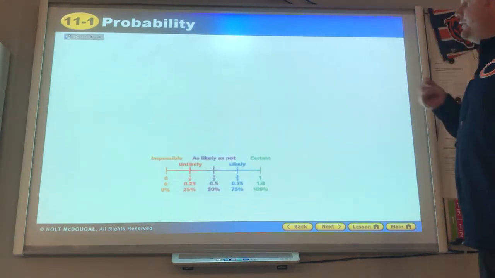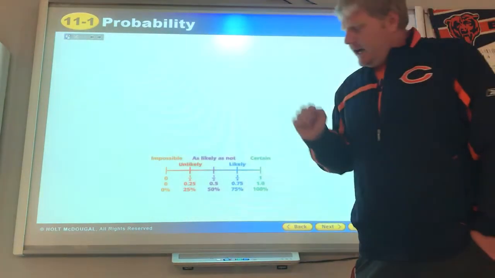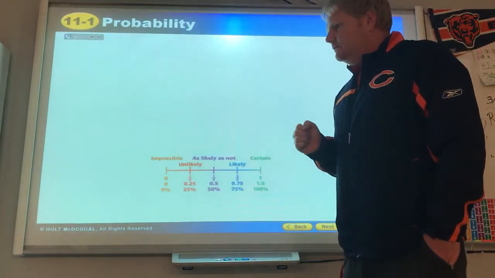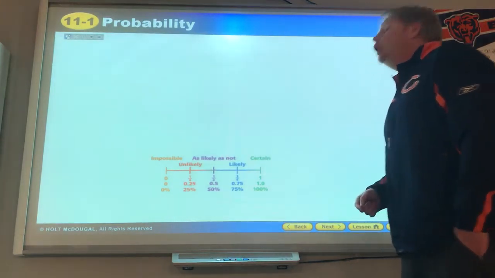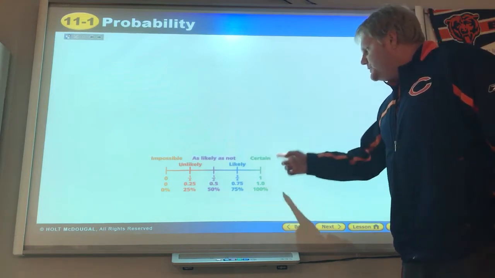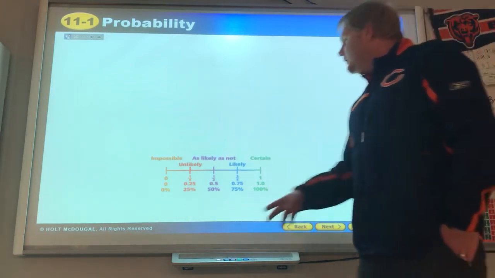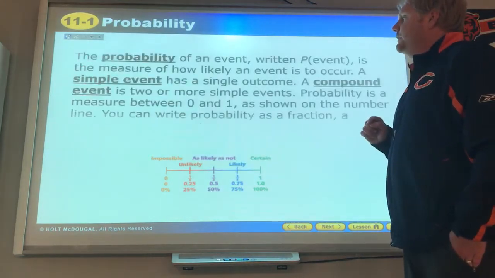All right, now these are our probabilities. 0, impossible. Roll the dice. What's your chance of getting a 7? 0. It's impossible. There's no 7 on the dice. All right, roll the dice. What's your chance of getting a 1, 2, 3, 4, 5, or 6? 100%, because those are all the numbers on there. Even numbers, 50%, and we can kind of figure the others out where they lie.